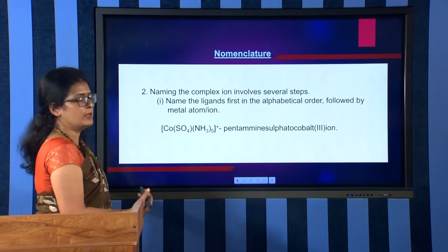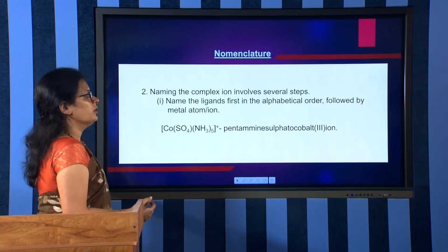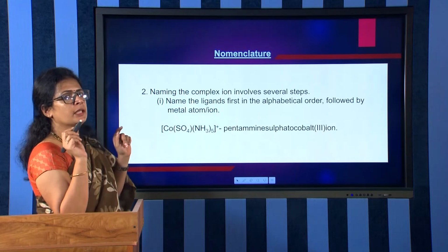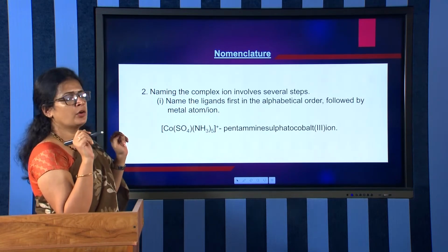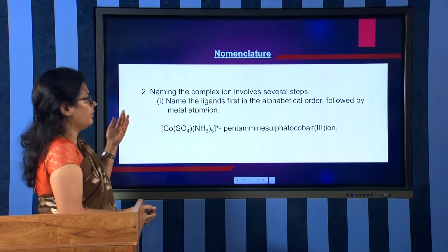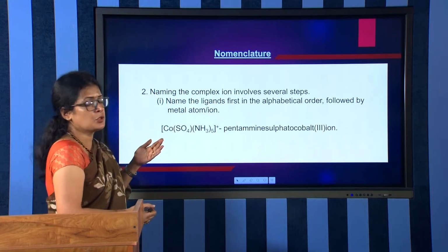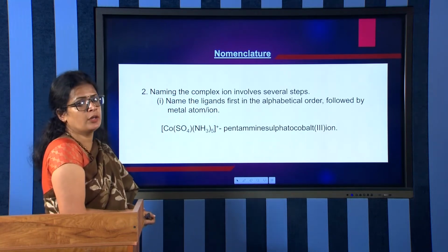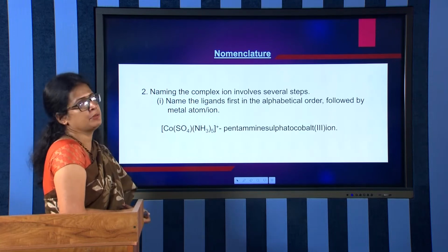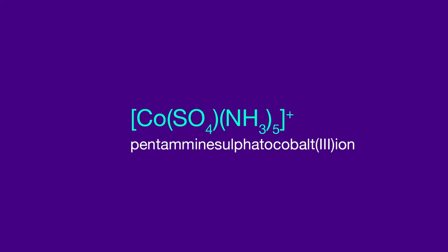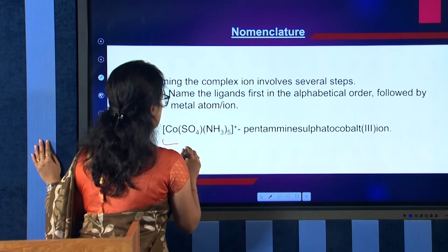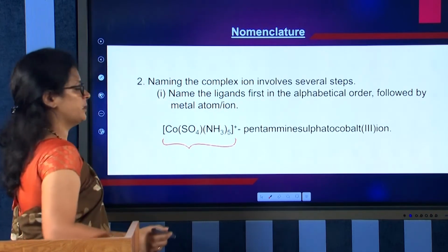Moving on, the second rule is that naming the complex ion involves several steps. The complex ion is the ion which is in the coordination sphere, the whole thing in the coordination sphere. While naming the complex ion, these are the steps to be followed. Number 1: name the ligands first in alphabetical order, followed by the metal atom or ion. See the example [Co(SO4)(NH3)5]+, where the whole thing is the coordination sphere.